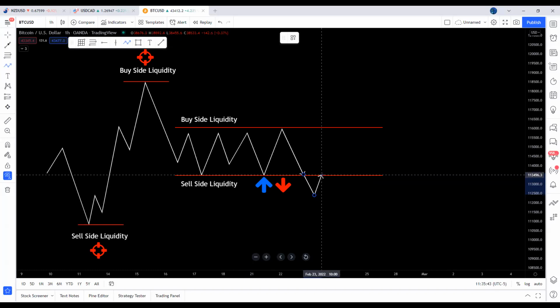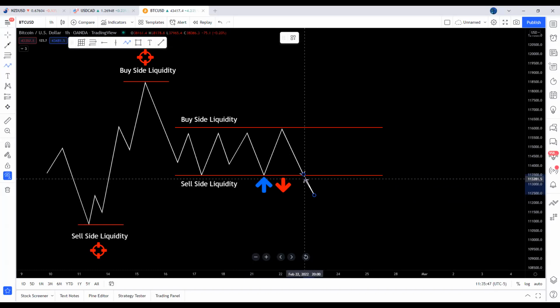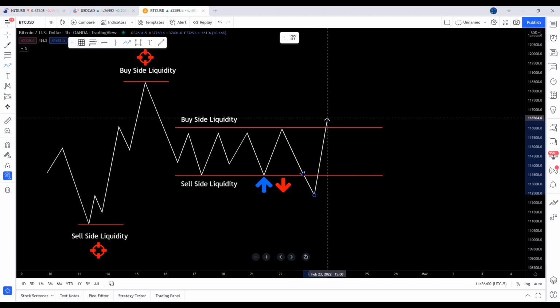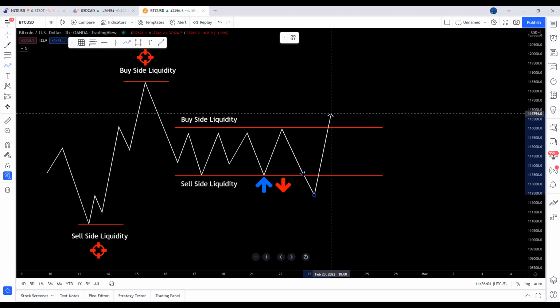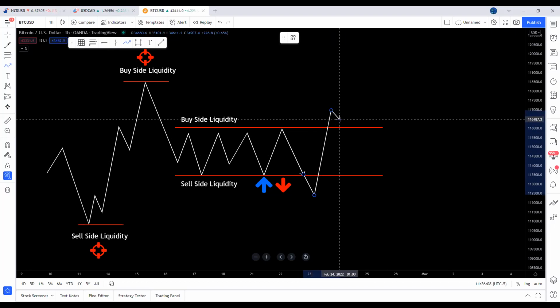Great. Now, what do you do with the overwhelming majority of sellers that are coming in now? Because they're panic selling, they're fear of missing out selling. What do we do now? We go up so we can take them out. We go up, and not just anywhere, but we go up to take the other side of liquidity. And we do this for a very specific reason.